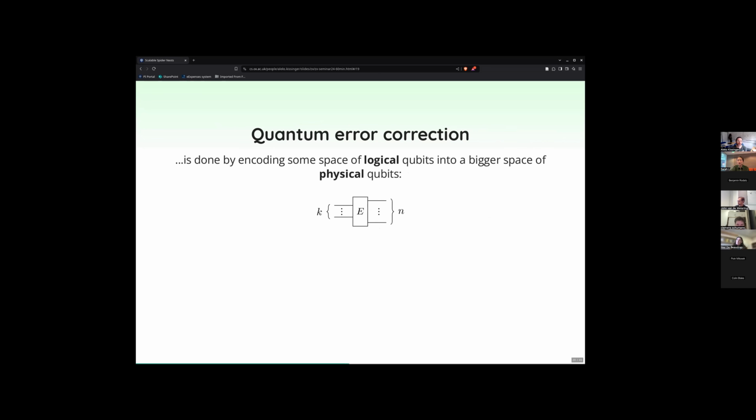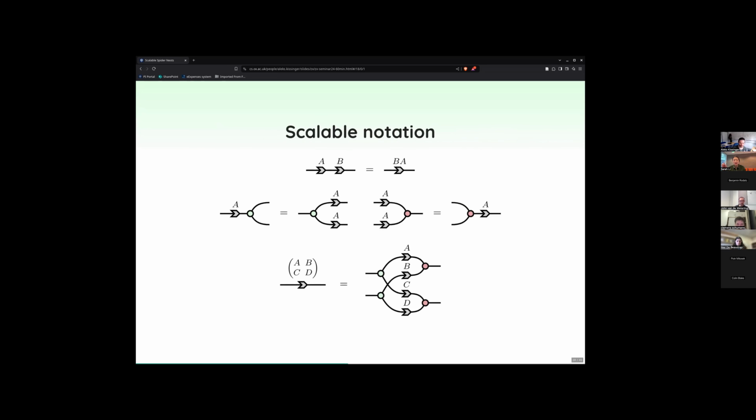Let me talk a little bit about quantum error correction now. I have a question. Yes, go ahead. Could you go back to the previous slide? If you want to flip this shape and perform a reflection about the y-axis, does that correspond to the inverse or transpose of the matrix?